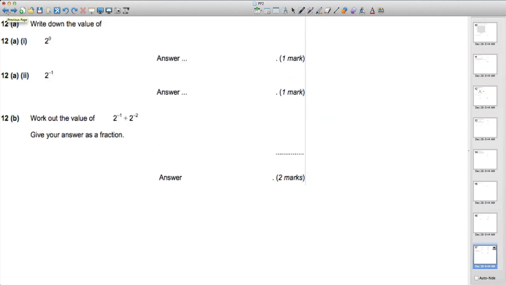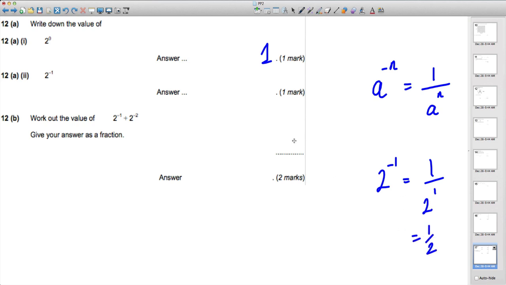Question 12. Write down the value of 2 to the power of 0. You should know any number to the power of 0 is 1. You must know that. 2 to the minus 1. Anything to a minus power means 1 over that thing to the positive power. So 2 to the minus 1 in particular means 1 over 2 to the 1, which is 1 over 2, which is a half. So this is simply a half.